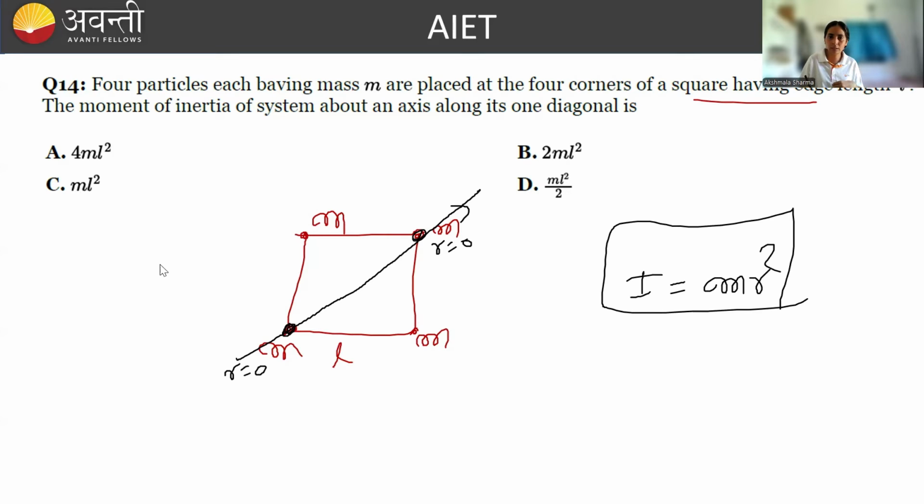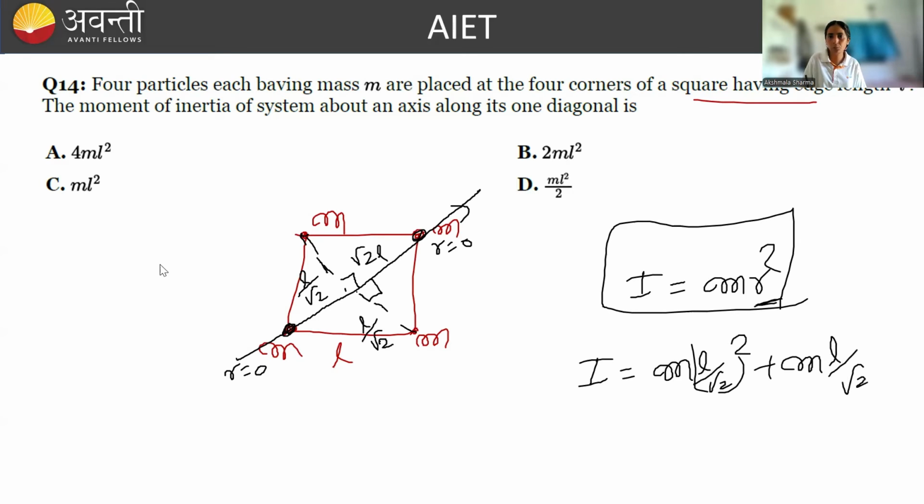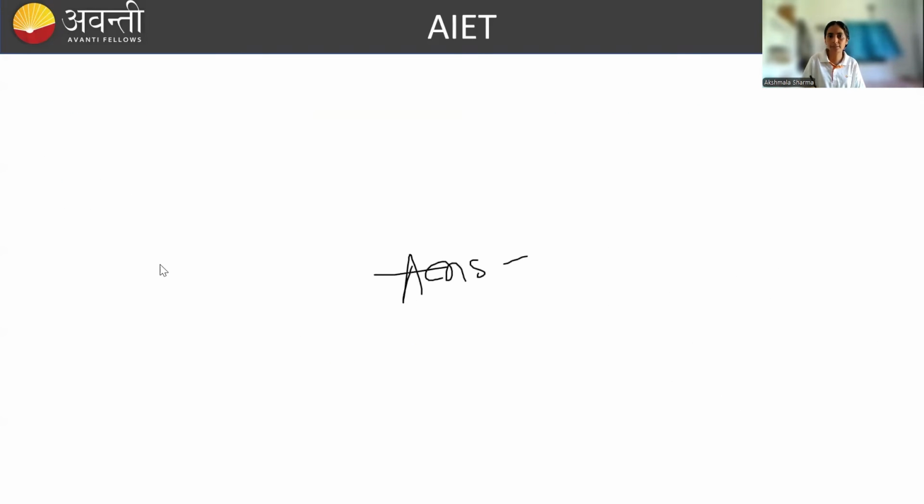Now let's see what the r is here, the perpendicular distance of that mass from the axis of rotation. So what is the value of r for this mass and what is the value of r for this mass? So this whole length is how much? This is root 2 L. So this half is L by root 2 and this half is also L by root 2. So the moment of inertia of the system will be how much? M times (L by root 2) whole square plus M times (L by root 2) whole square. So mL square by 2 plus mL square by 2, this is your mL square. So the correct answer will be your C. So let's write the answer is C.